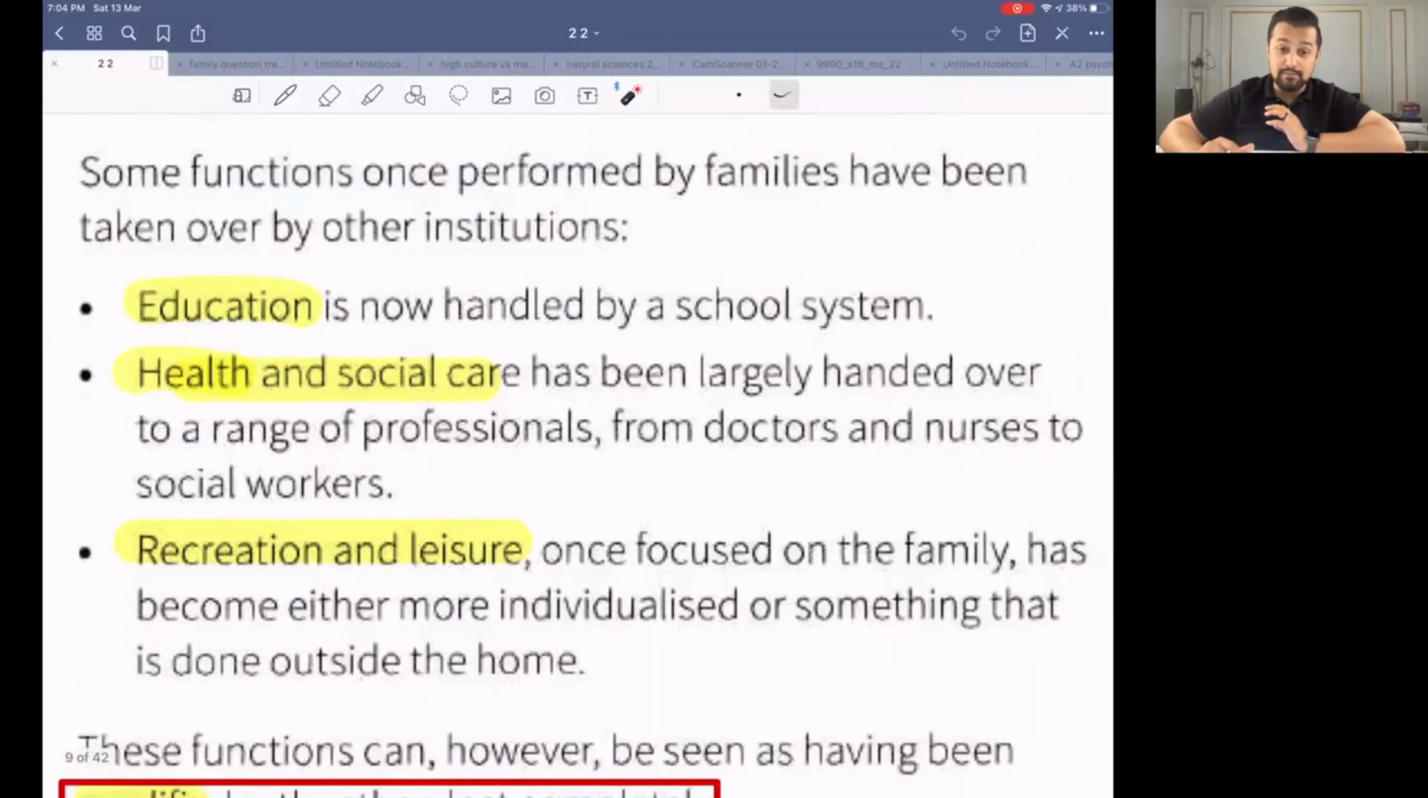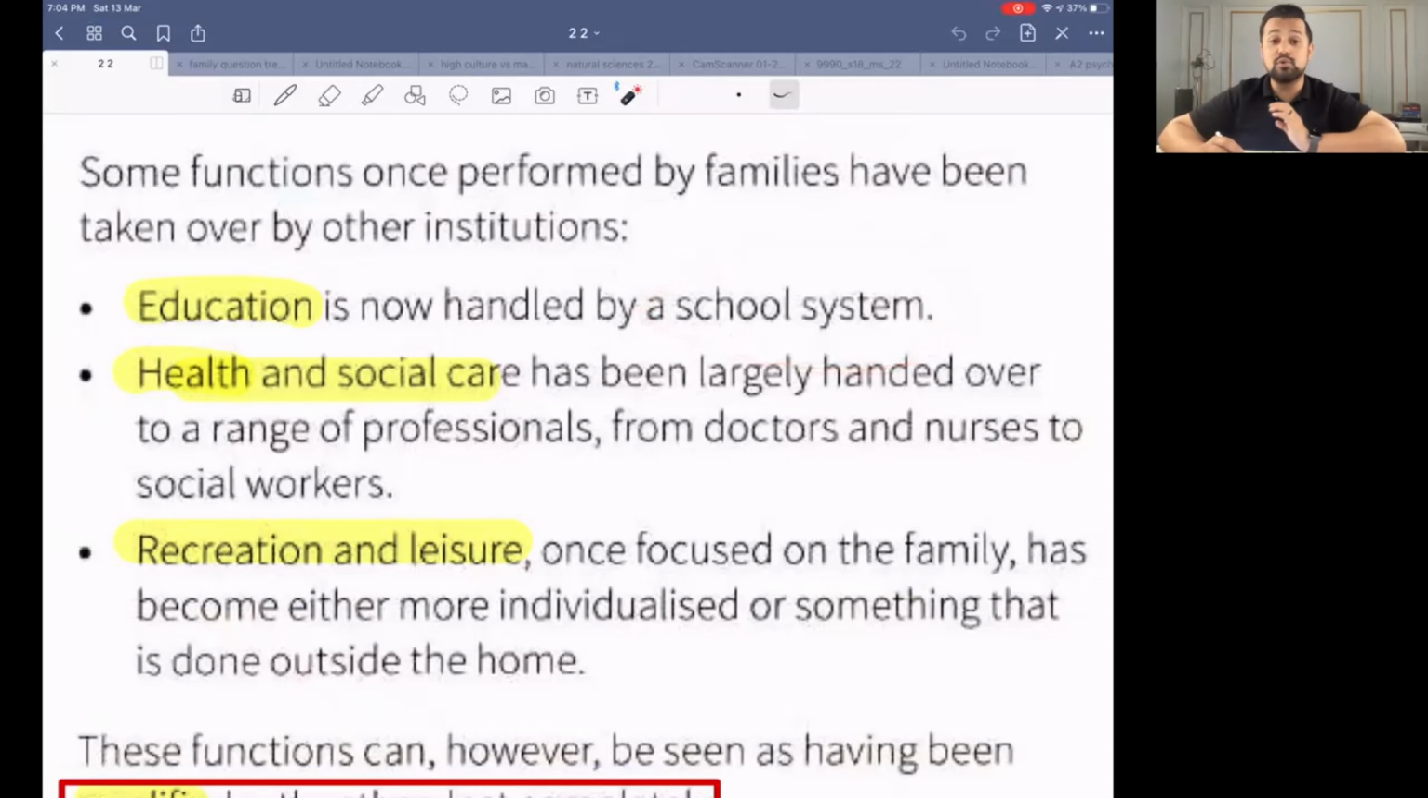However, at the same time, this is something that we've discussed earlier as well. With the passage of time, quite a lot of functions that were once performed by families are now being taken care of by a range of specialized institutions. For instance, like I mentioned in the last class, it was considered to be the family's responsibility to educate children. Today, this responsibility has been taken over by a formal education system.